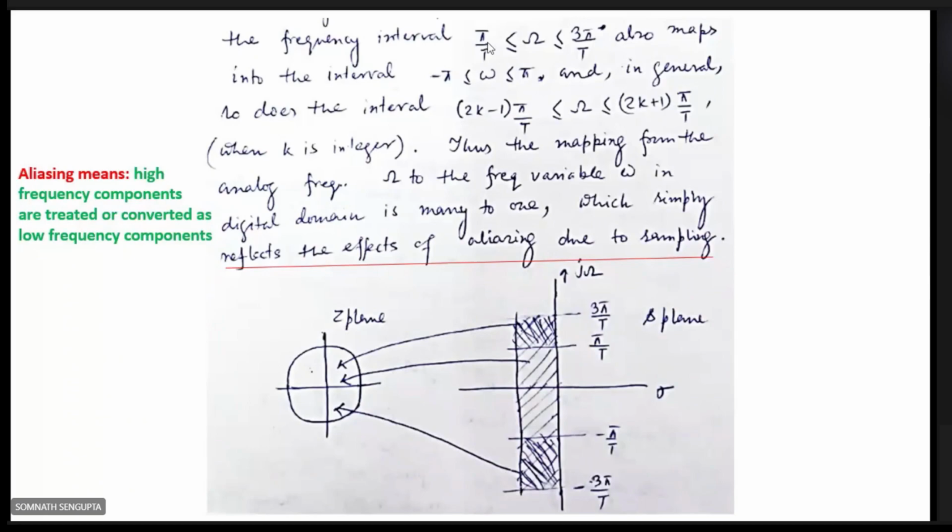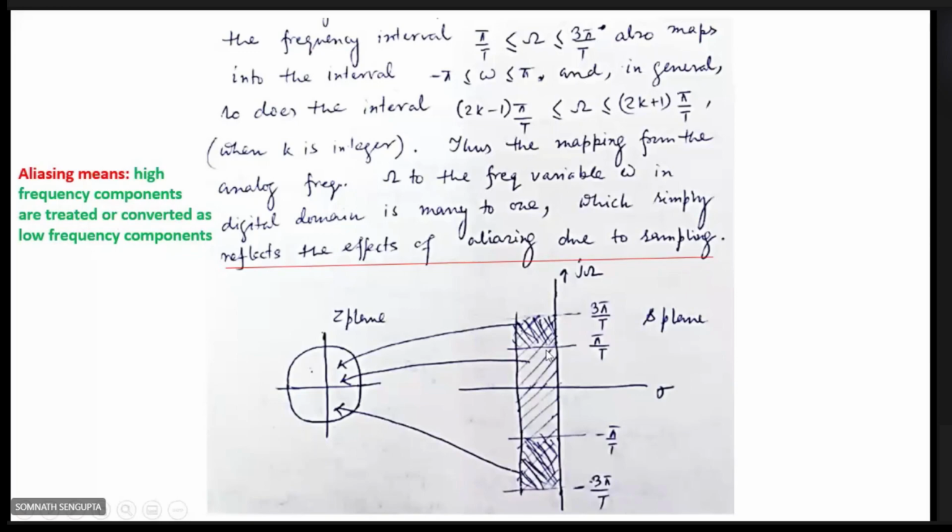These are also mapped into the same frequency range minus pi to plus pi, because this rotor rotates within this angle minus pi to plus pi. Similarly, minus pi by T to plus minus 3 pi by T, these are also mapped within this frequency range minus pi to plus pi.